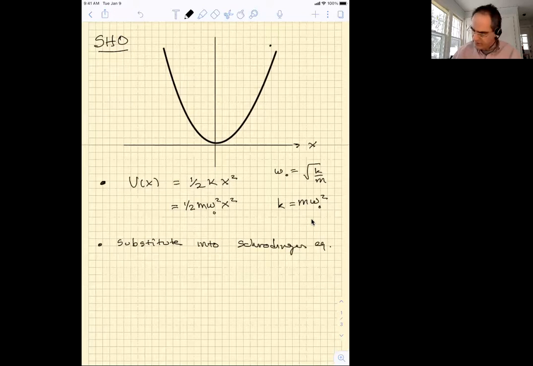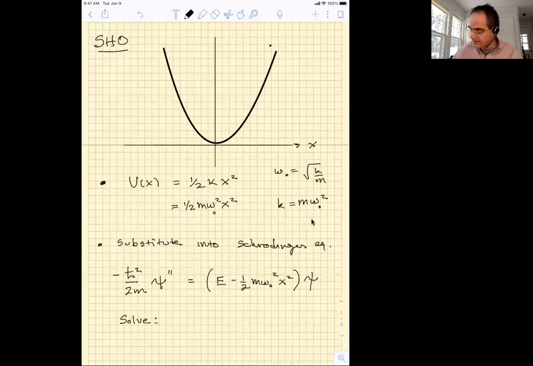And it's straightforward enough to do that. We then get minus h bar squared over 2m times the second derivative of the wave function is equal to E minus u of x, minus 1/2 m omega naught squared x squared, times psi. And then we have to solve this differential equation. And this can be done.